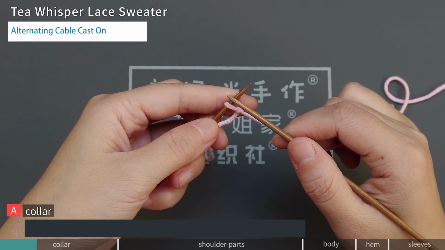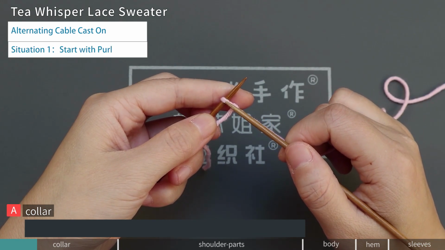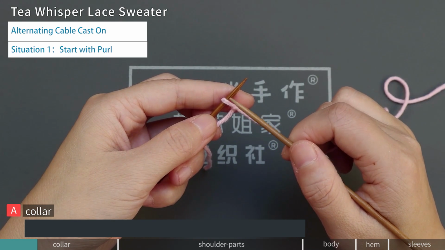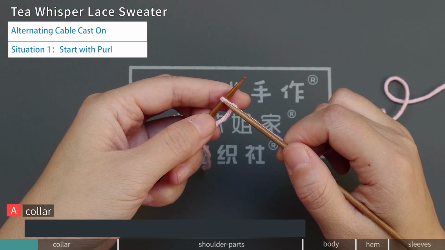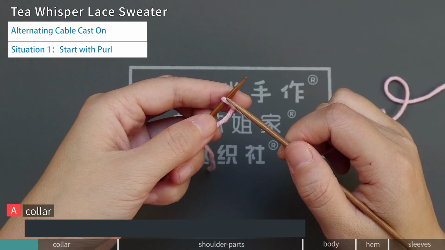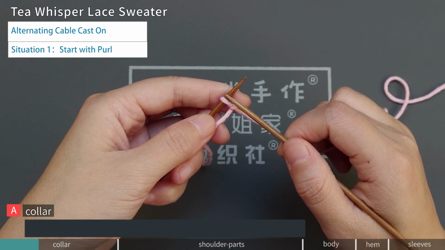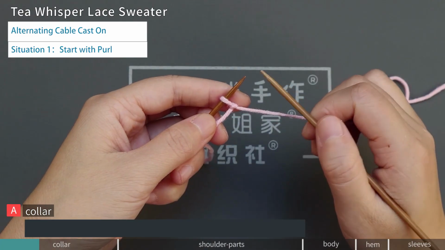After the first stitch is cast on, there are two scenarios, one where the first stitch counts as a purl stitch, and another where it counts as a knit stitch. It depends on the specific situation. Usually, we count the first stitch as a purl stitch. The second stitch will be a knit stitch.